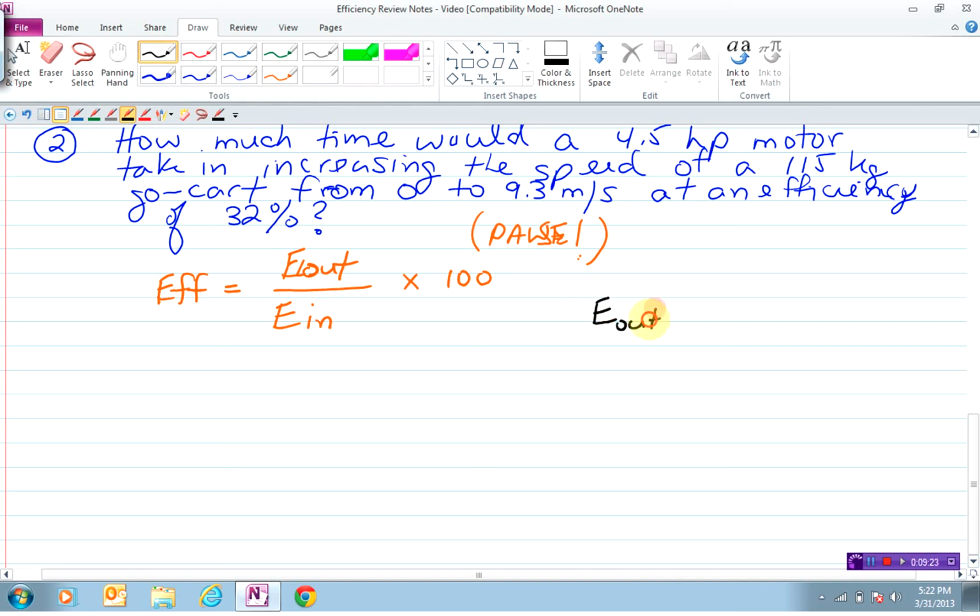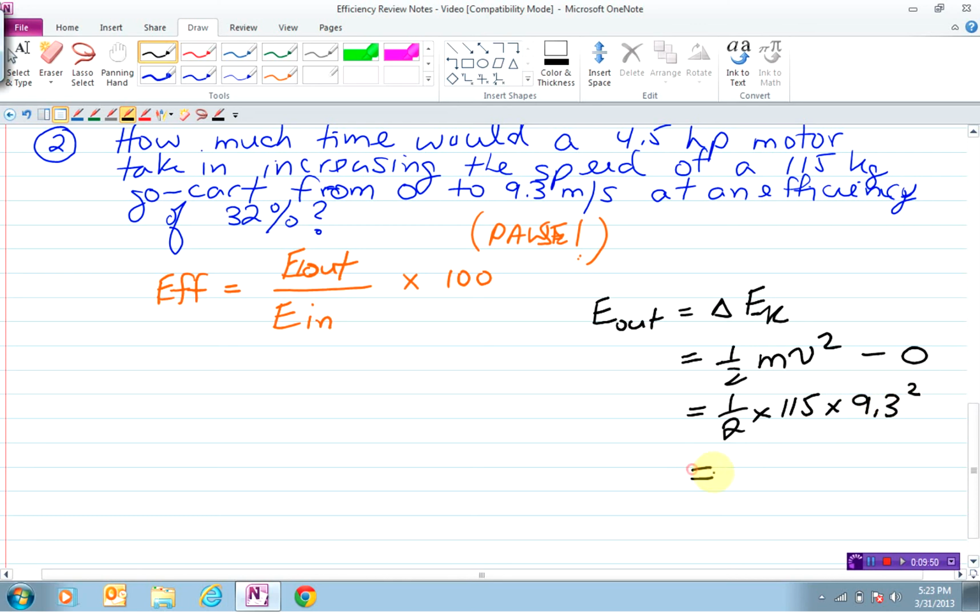Energy out is going to be the change in kinetic energy of the cart, which means it's going to be equal to kinetic energy 2 minus kinetic energy 1, 1/2 times mass times v squared minus 0, because it says it starts from 0. So this will be equal to 1/2 times 115 times velocity of 9.3 squared. If you work this out, you will get 4,973 joules. That's how much energy we get out.